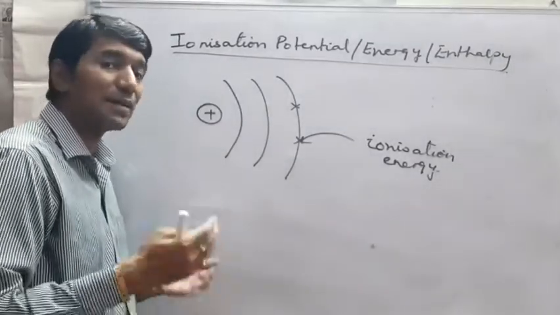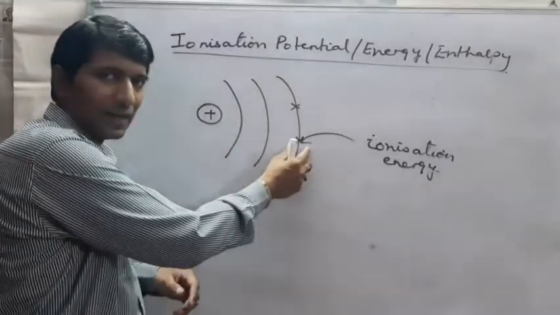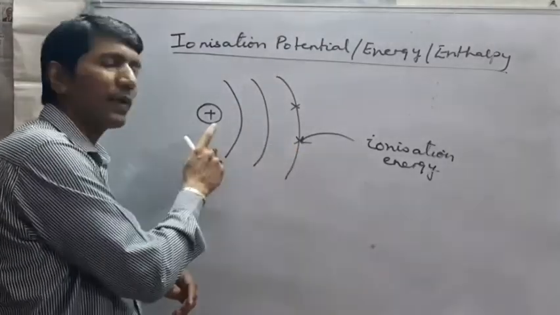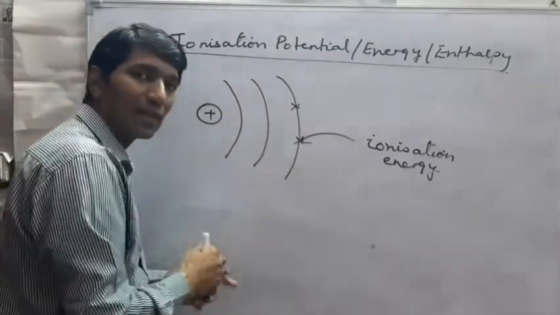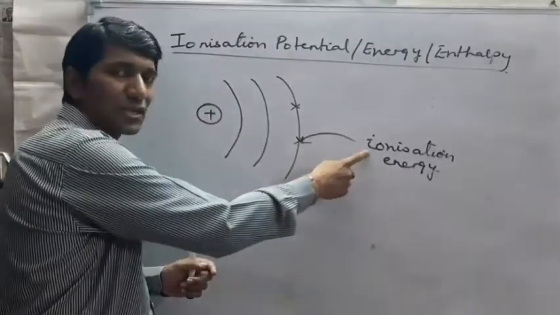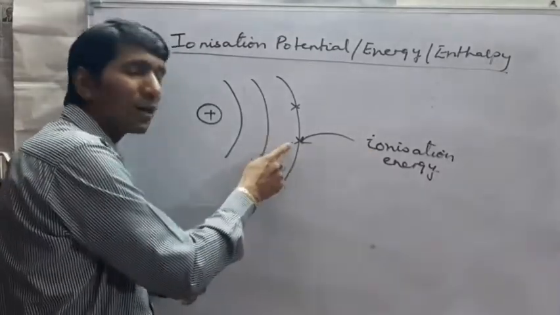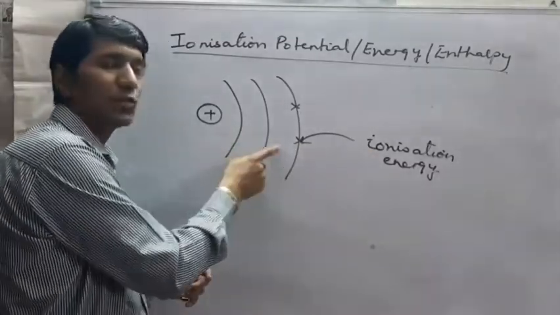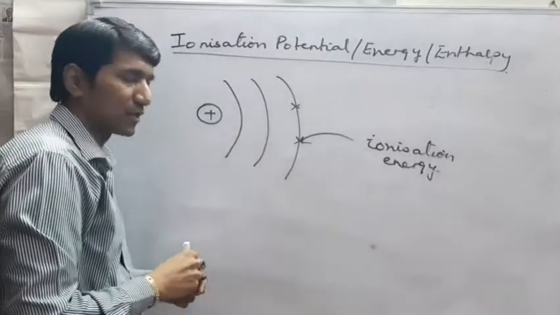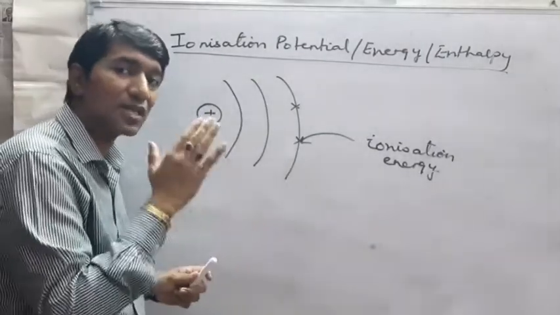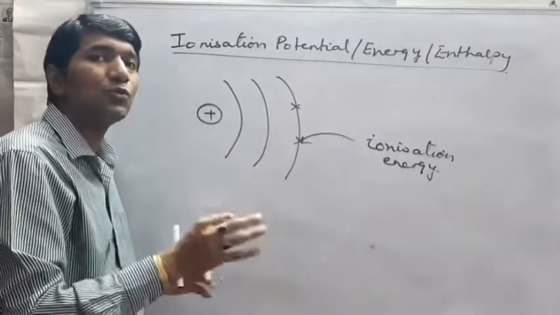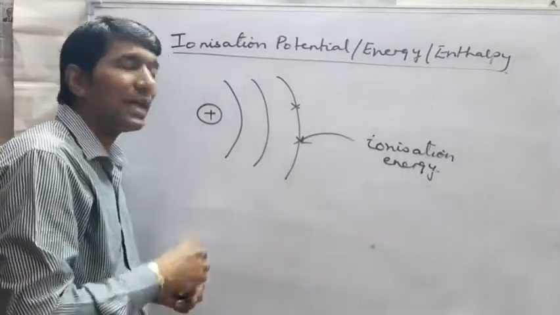Okay, it is something like this: suppose this is a toy. Now this toy is already with one child, and you need to remove that toy and give it to others. So what should happen? This energy should be more than the energy which the nucleus is applying to hold back the electron.